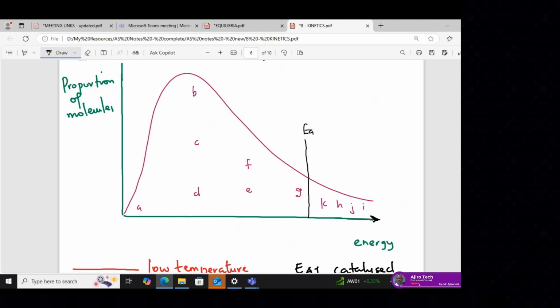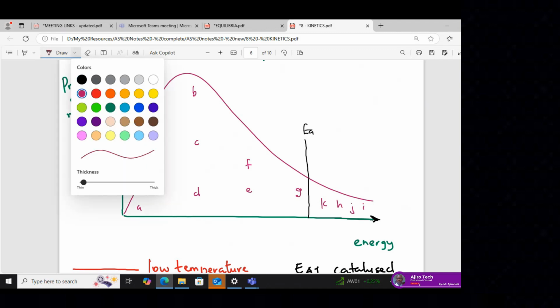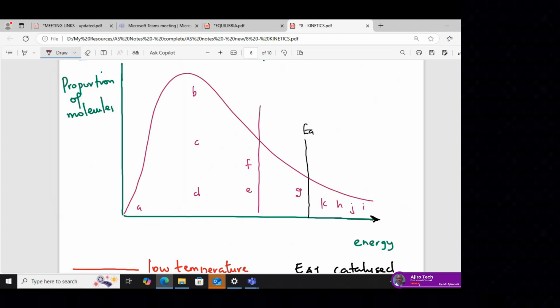If you now use a catalyst, what do you think will happen? Catalyst, you bring the EA here, you take it backward. This will now be EA catalyzed, EA with catalyst. Can you see now? Before, who was reacting when there was no catalyst? Only K, H, J, I. Who is now reacting with the catalyst?